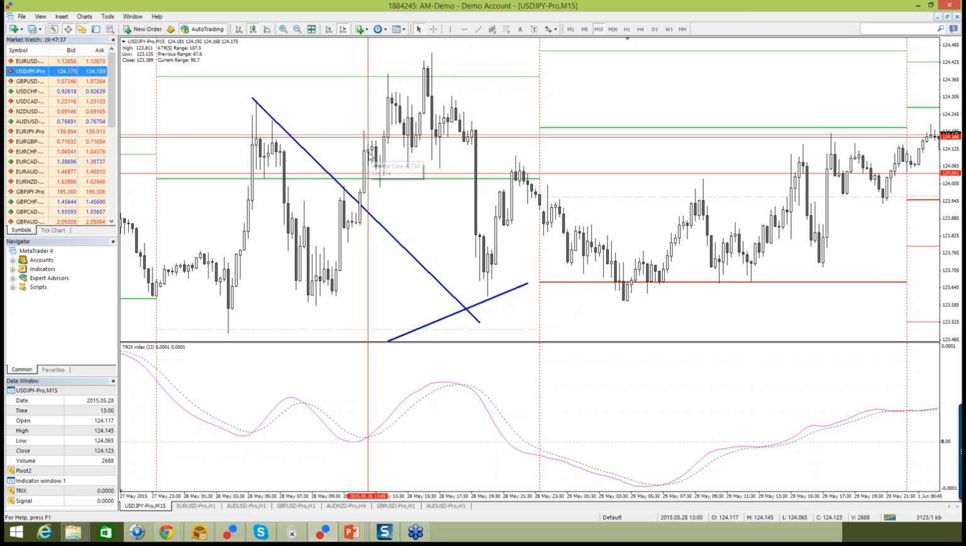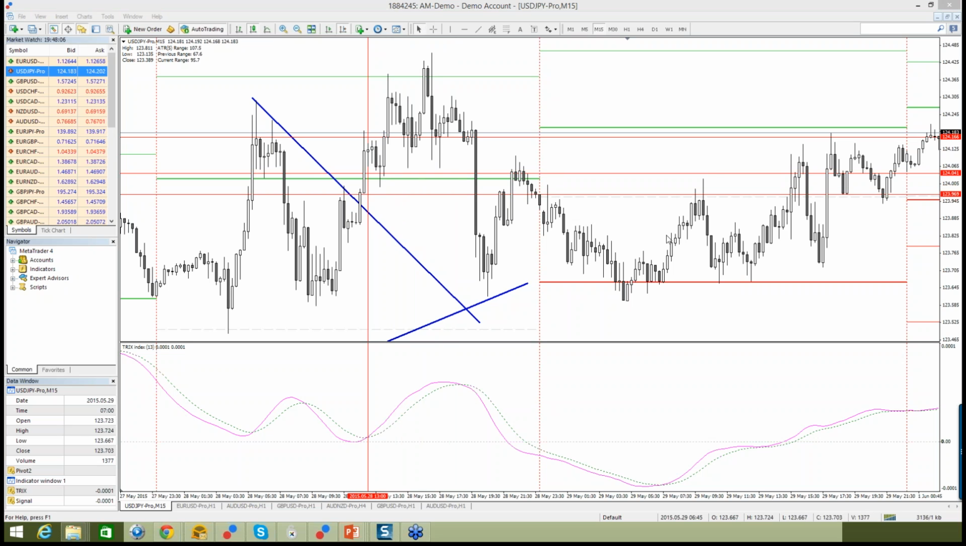Stop loss should have been placed just below this here, so it's not a big stop loss. It's something like 20, 25 pips. Your entry was here, and you can see the price directly jumped, 21 pip profit. So guys, yes, this is the idea.